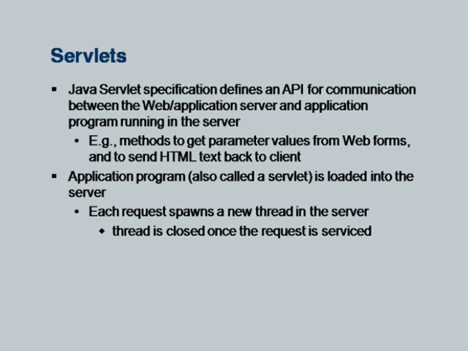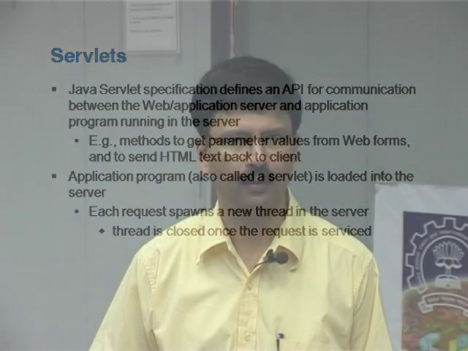So there is a bunch of code on the application server which is common to all applications. This includes code which implements the HTTP protocol and so forth. The rest of the code is application specific. So what the programmer does is he writes this code in Java and that is loaded onto the application server.